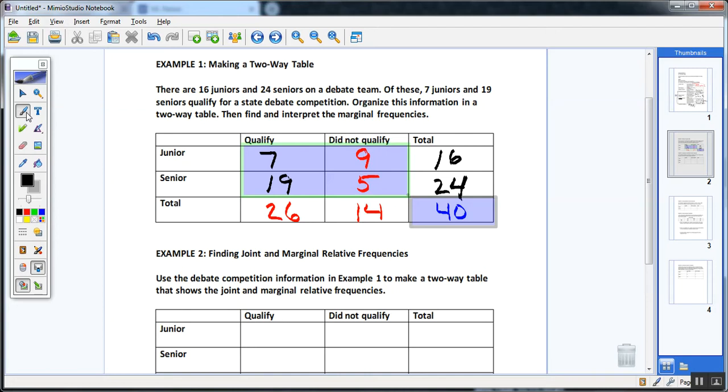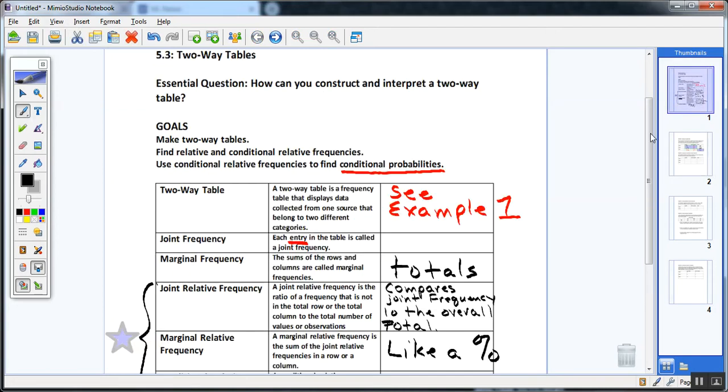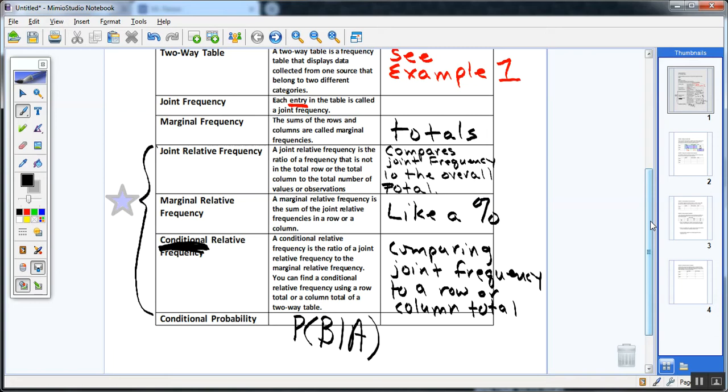We better go talk and figure out what marginal frequencies even mean again. Okay, somebody read marginal frequency again for me. The sums of the rows and columns are called marginal frequencies. Okay, so let's talk about what the marginal frequencies are. Marginal frequencies are the totals of the columns and the what?